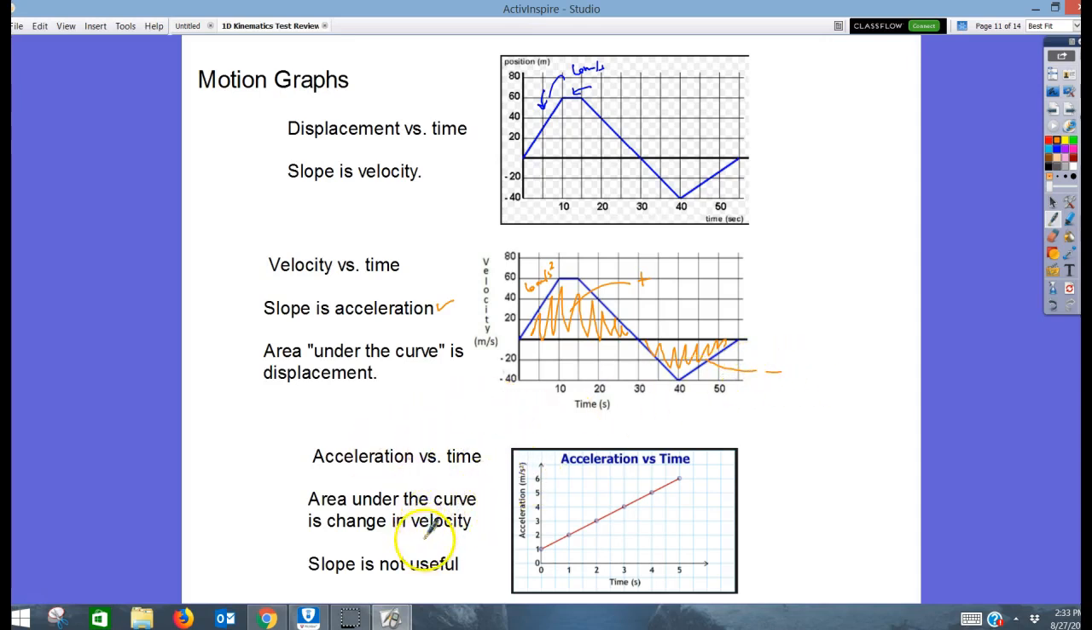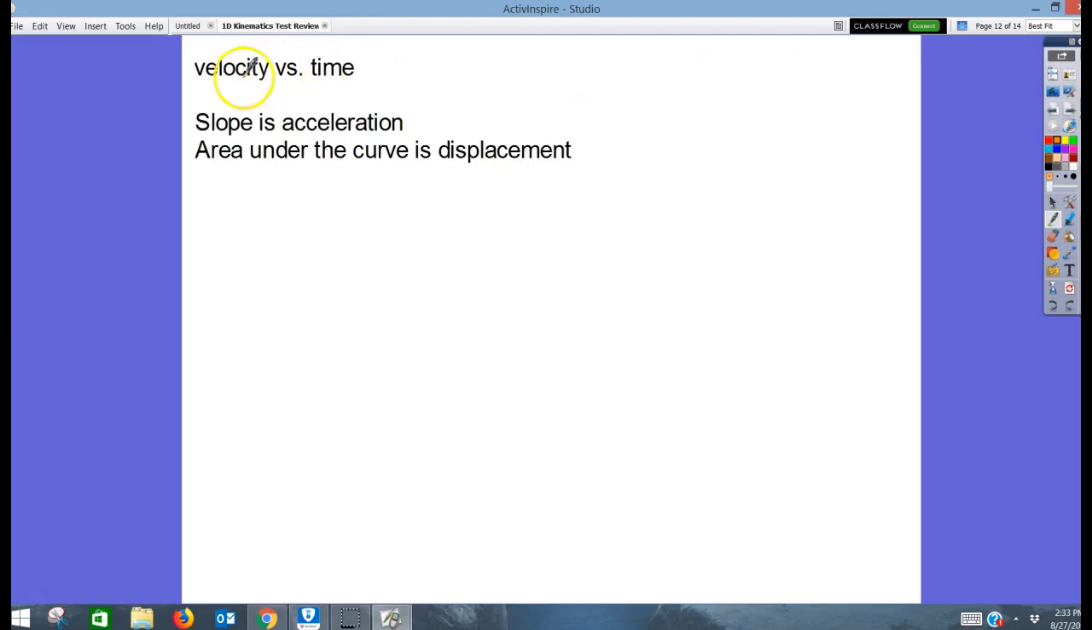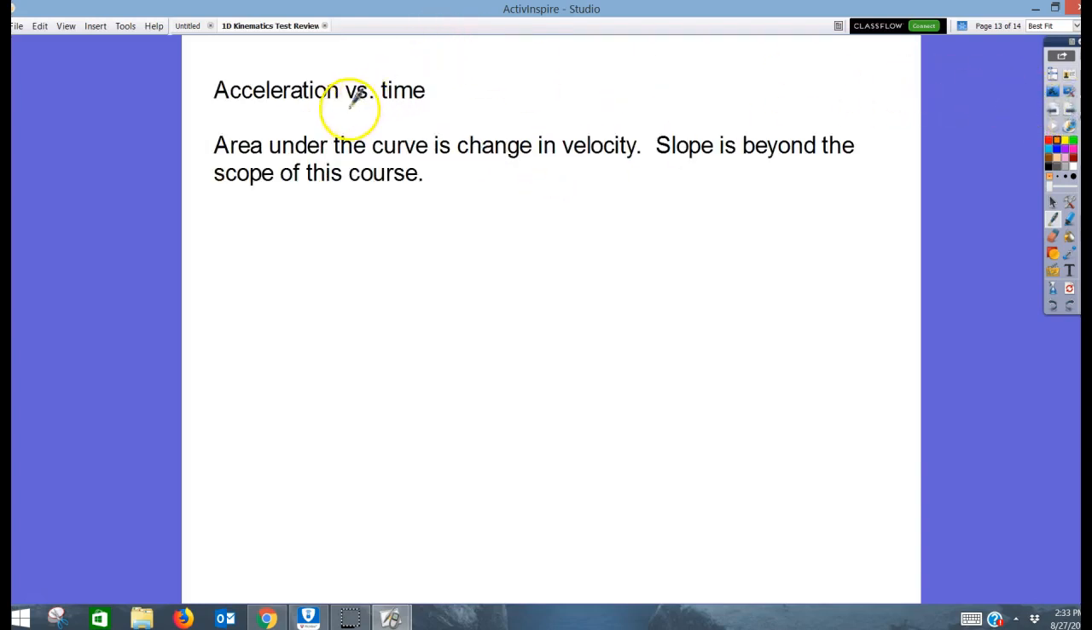On acceleration graphs, the area under the curve is a change in velocity. The slope of an acceleration time graph is not useful. Again, velocity versus time: slope is acceleration, the area under the curve is displacement. Acceleration versus time: the area under the curve is change in velocity, the slope is beyond the scope of this course.